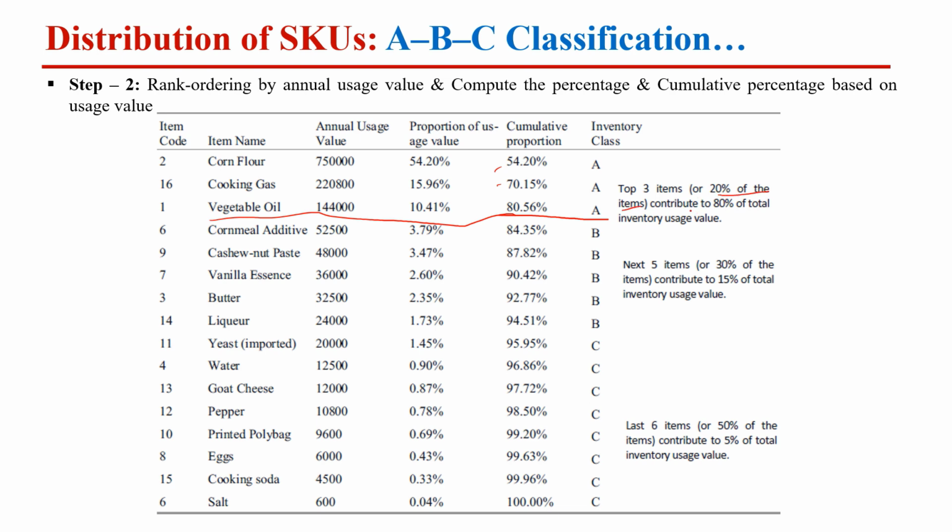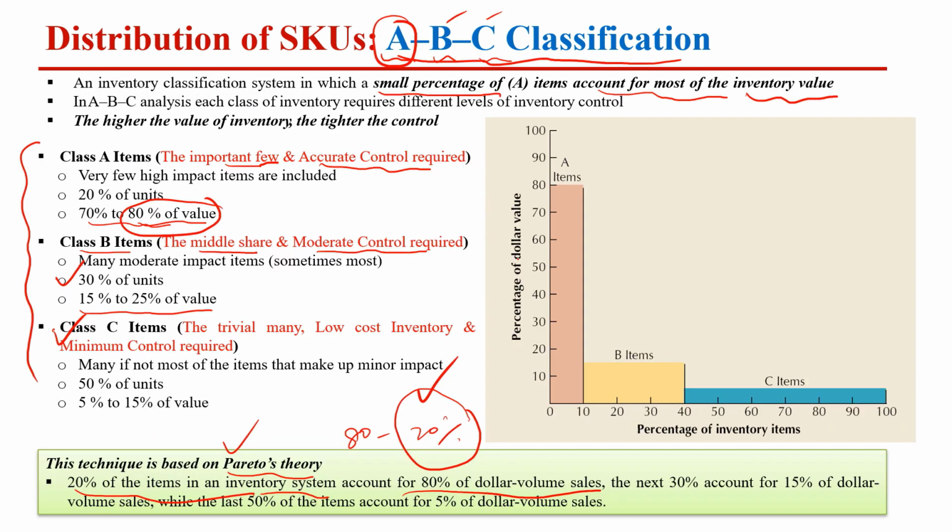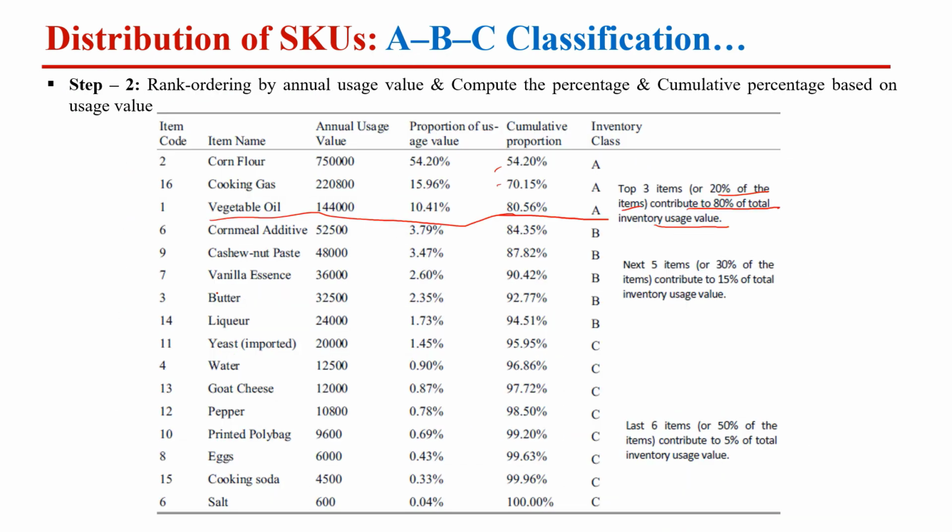Okay, or you can say they have the contribution of 80% of the inventory annual usage. Now onward, the rule is that 15 to 25% of the value is going to be B. So what we are going to use is 15%, but it's up to you whether you want to apply 15%, 20%, or 25%.